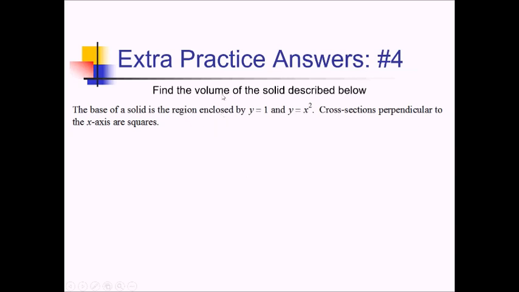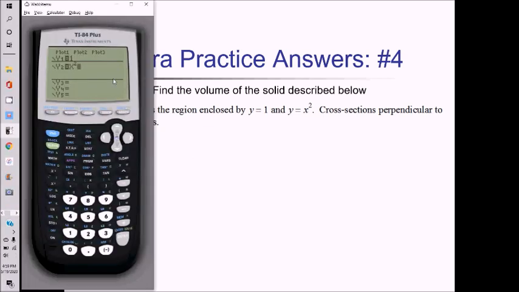For this one, I'm trying to find the volume of the solid whose base is the region enclosed by y equals 1 and y equals x squared, and our cross sections perpendicular to the x-axis are squares. Let me start by graphing this out. So I've got y equals 1 and y equals x squared in my y equals here.